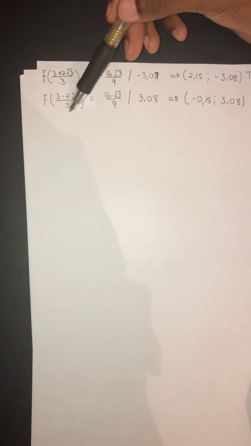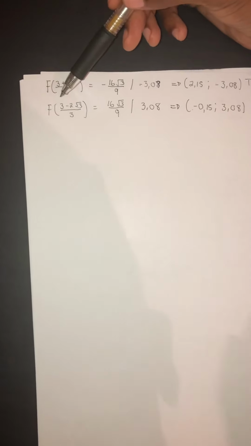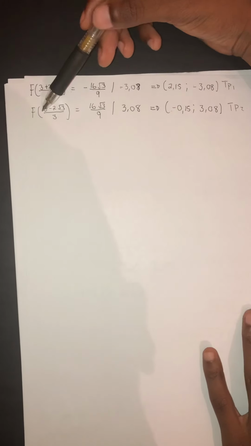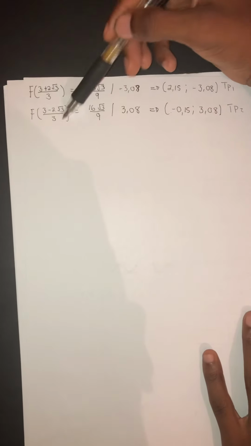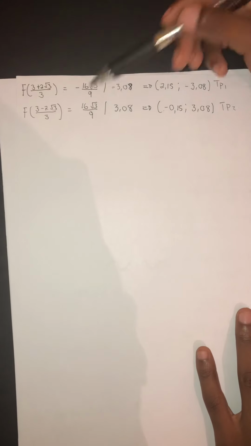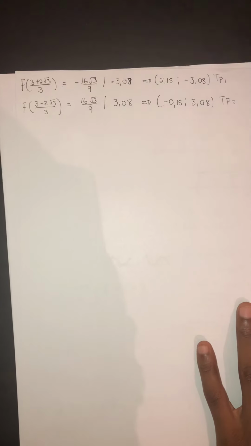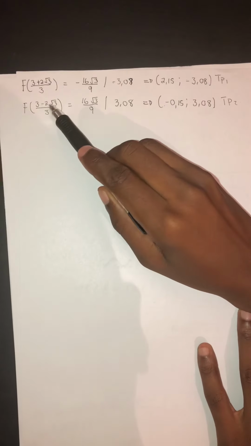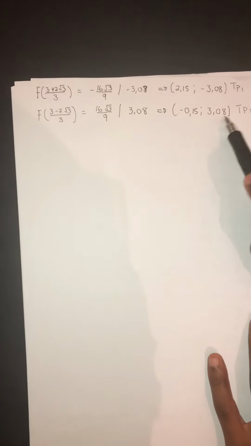But then at the end, once I have my turning points, I will say this is my TP1 and this is my TP2. So even for this one of the turning points, when we solve f prime of x equals 0, we got this. When you substitute this into the original curve, you get this answer, which you could say is 3,08. So 3 minus 2 square root 3 over 3 in decimal is actually negative 0,15, and the corresponding y value will be 3,08.